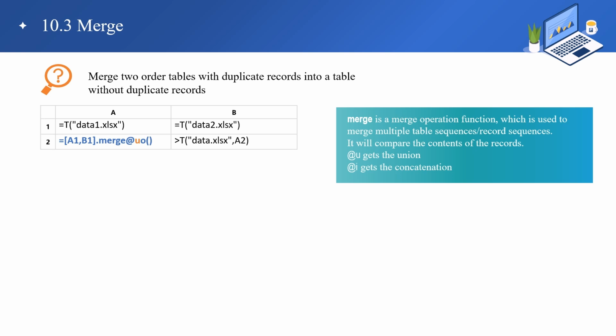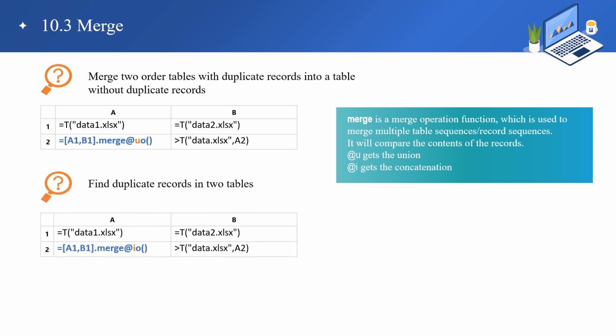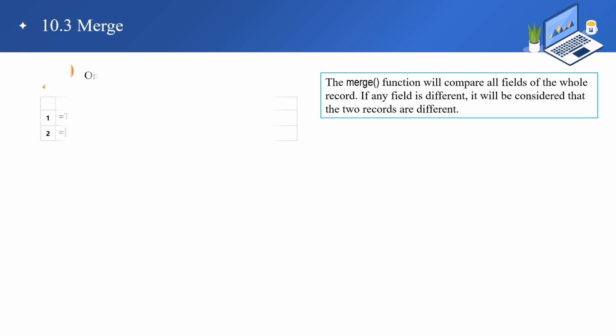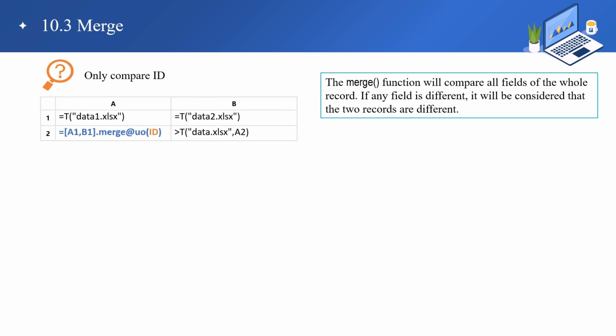Without this option, it will directly concatenate the two table sequences, that is, to get the concatenation. We'll talk about it later. Similarly, the merge function can also get the intersection, that is, to get the duplicate records, just replace @u with @i. The merge function will compare all fields of the whole record. If any field is different, it will be considered that the two records are different. Such comparisons are time-consuming and sometimes unnecessary.